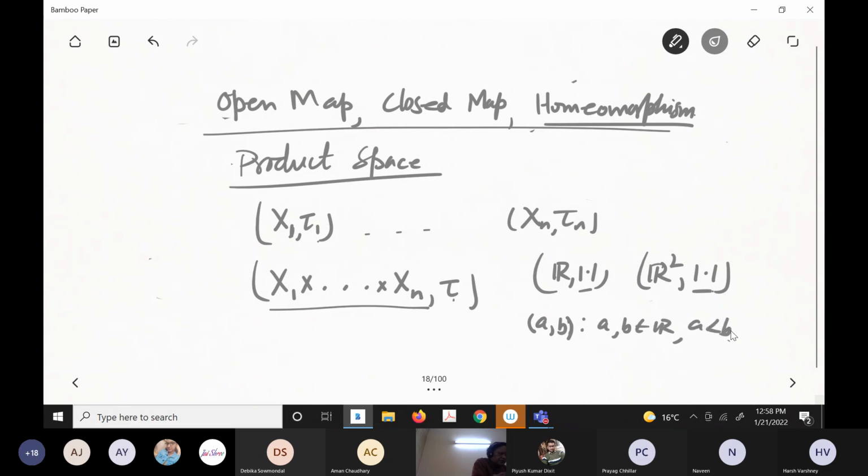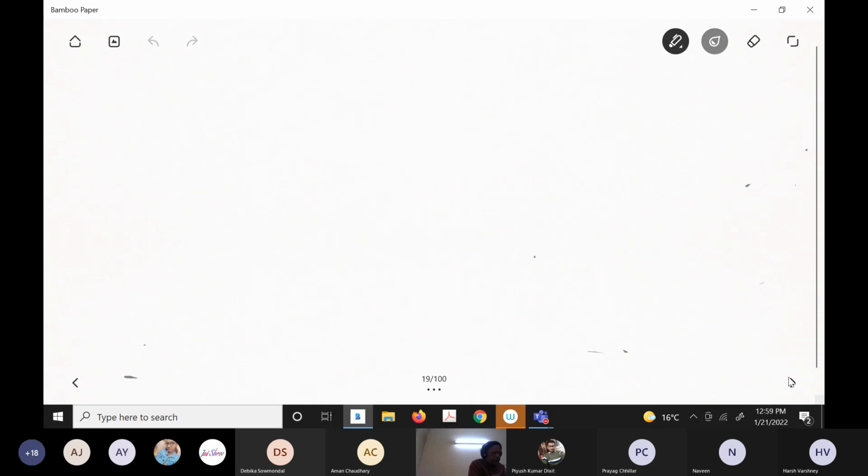Writing this. It's the basis. Okay. In R square, apparently we took the basis, the open disk. We didn't take this, but look, open disk. Now if you know a little bit of the base, that base need not be unique.